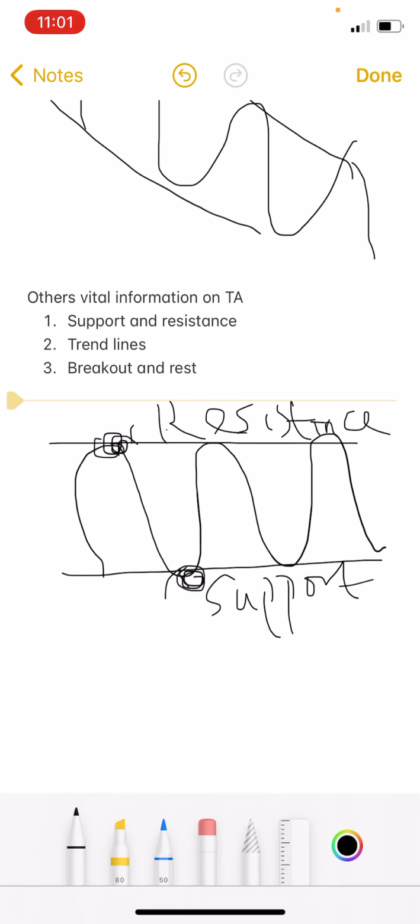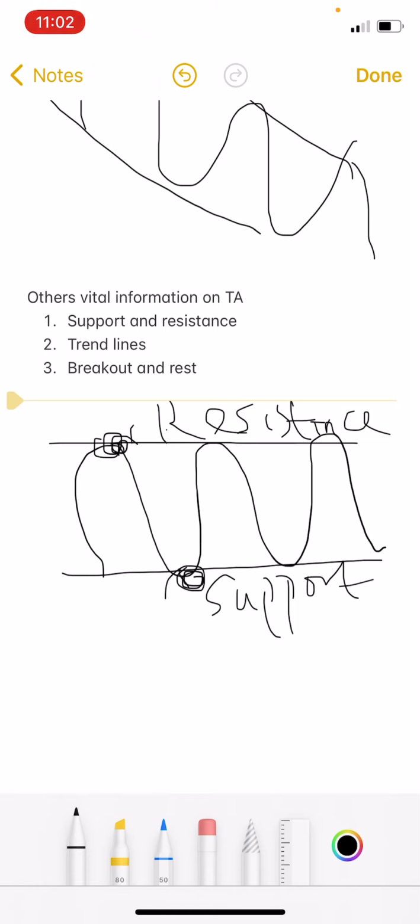So the roof of your house is your resistance, and the bottom of your house is your support. Whatever goes down cannot go below the floor. So that's how the market is. It fluctuates either sideways, upwards, or downward. These are the rules that you need to know.